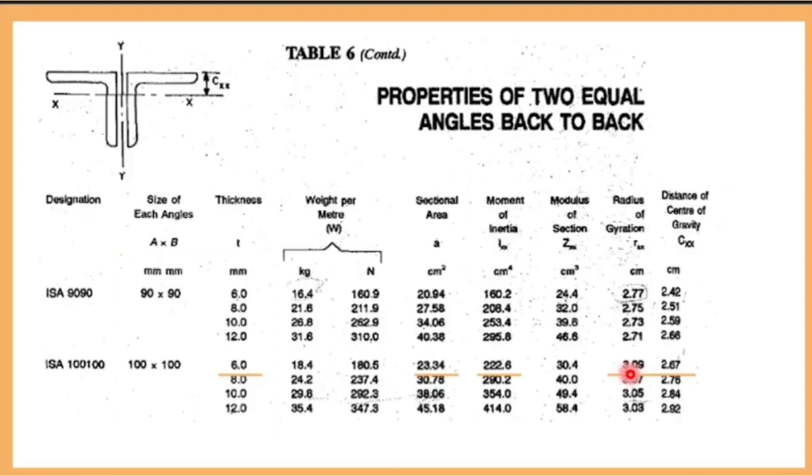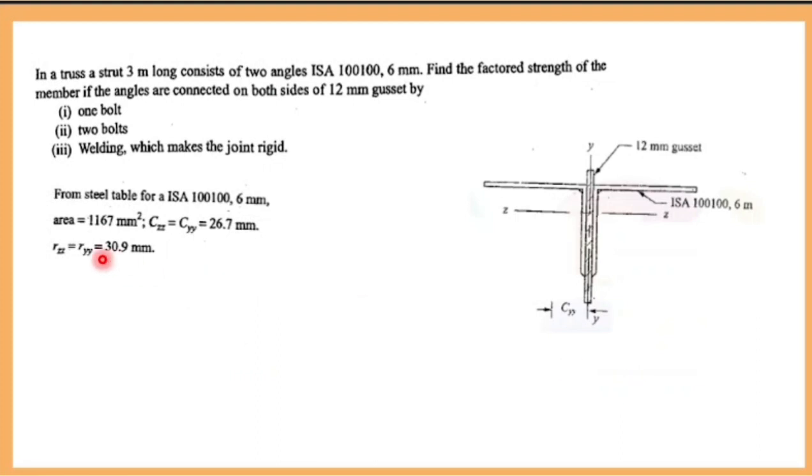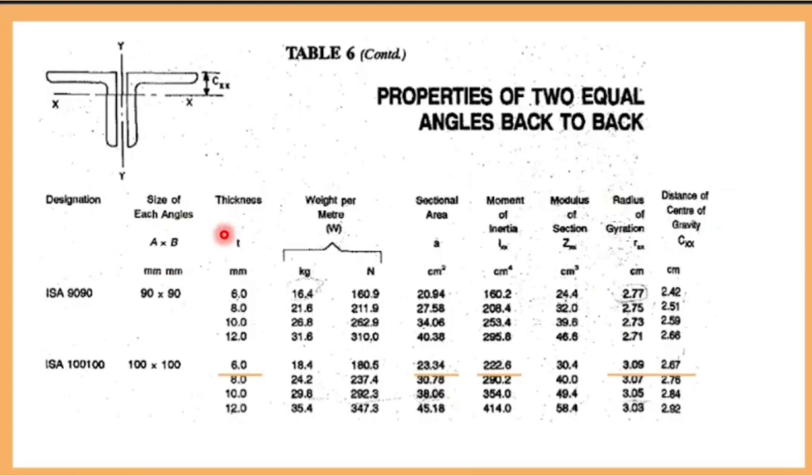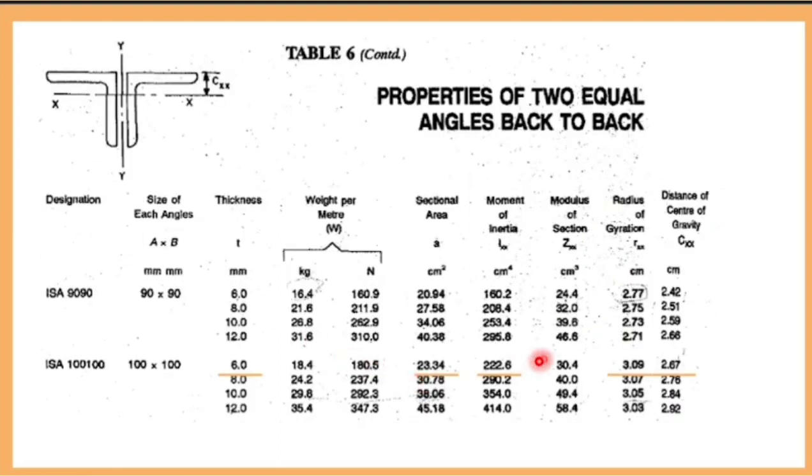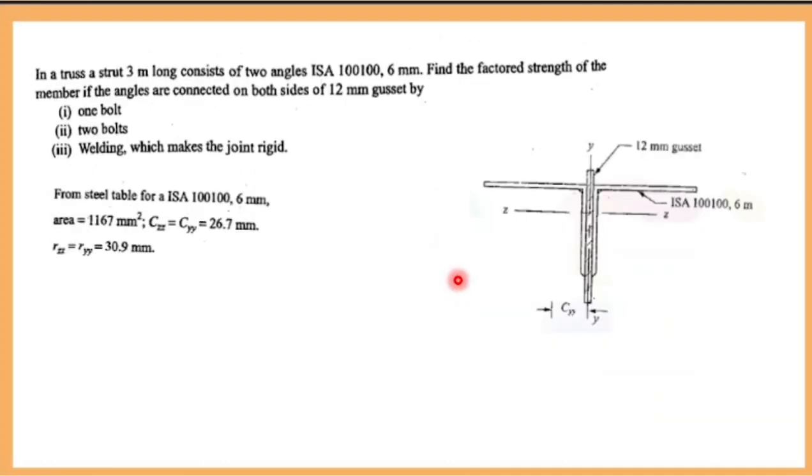What is the radius of gyration? They have given it in centimeters, that is 3.09. If you write it in mm, 30.9 mm. Now see xx or yy is 2.67 cm, which you have to write as 26.7 mm. Also, the area of a single L section is 1167. If you multiply by 2, 2334. This is what they have given here. 23.34 cm squared is 2334 mm squared. They have given both the areas. Here only one area is taken.